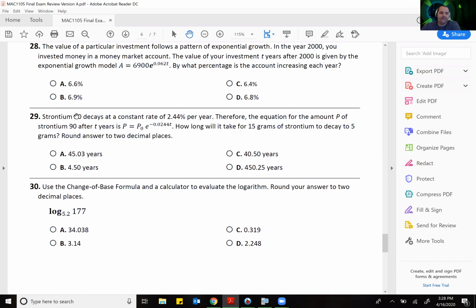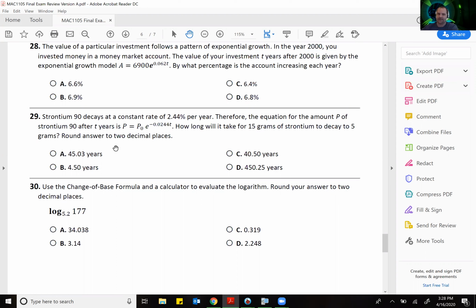Strontium 90 decays at a constant rate of 2.44% per year. Therefore, the equation of the amount P of strontium 90 after T years is P equals P sub 0 e to the negative 0.0244 T. How long will it take for 15 grams of strontium to decay to 5 grams? Round answer to 2 decimal places. Okay. So you know T is in years.